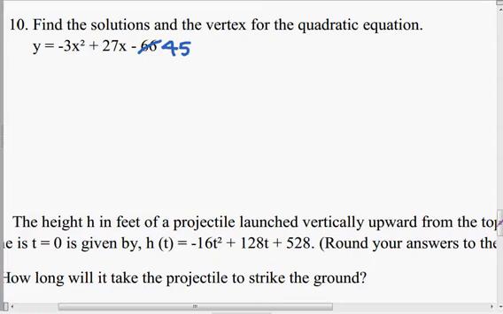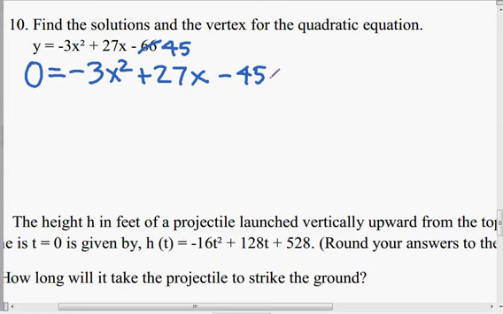Okay, now that you've restarted the video, find the solutions. Solutions are x's that make y 0. Okay. Also the x-intercept, but the point is y equals 0. So I can say 0 equals negative 3x squared plus 27x minus 45.